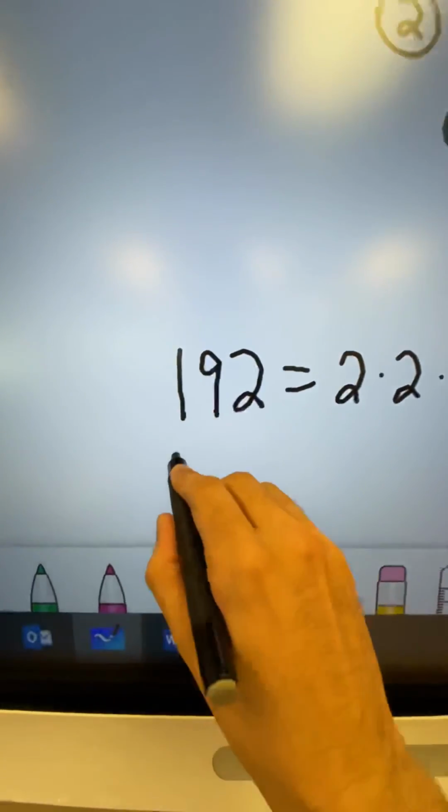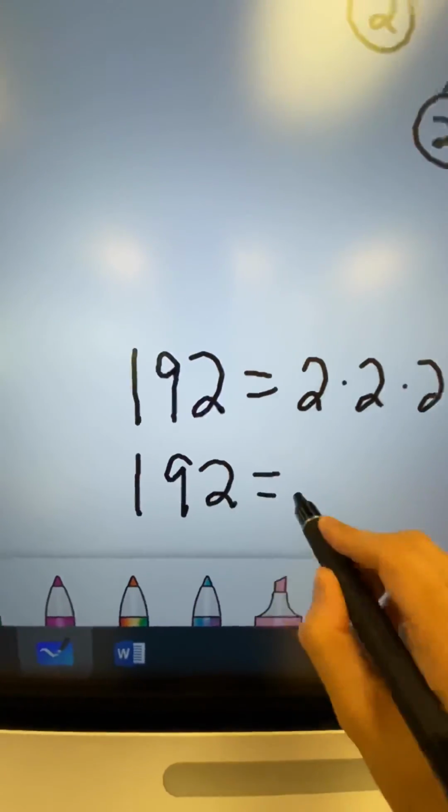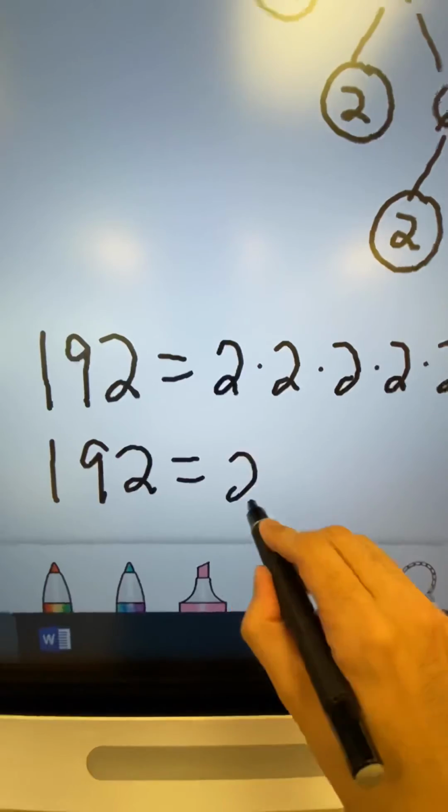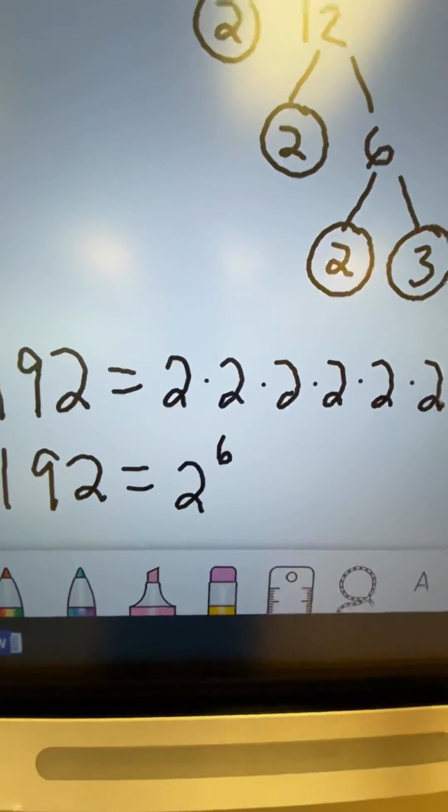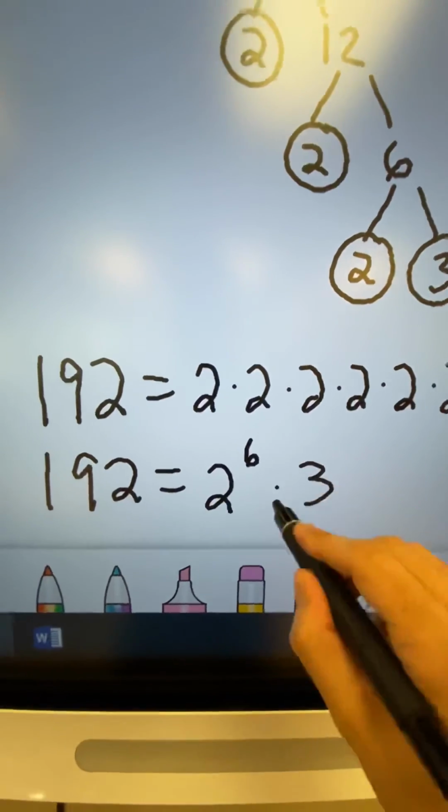And if I want to be a little bit fancy, we could use the exponential rule. How many 2's we got? 1, 2, 3, 4, 5, 6. So 2 to the 6th power times 3. So this is like a more condensed version.